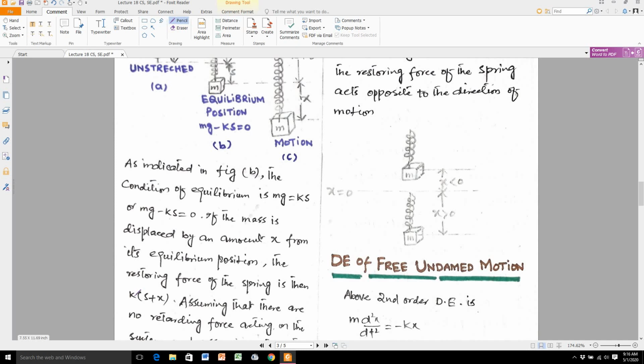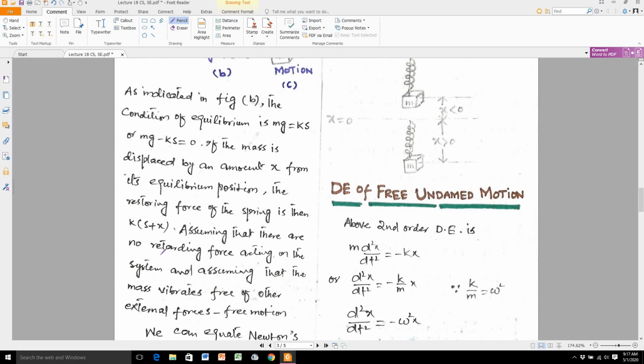k into s plus x, because there are two types of elongation. One is s, and the other is x. It is due to the mass of the body, and at this position it is due to the mass plus the external force. So the restoring force is k into s plus x.